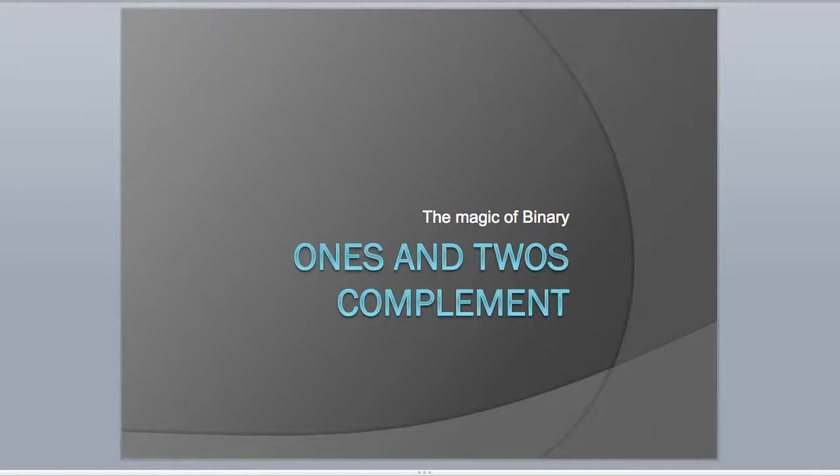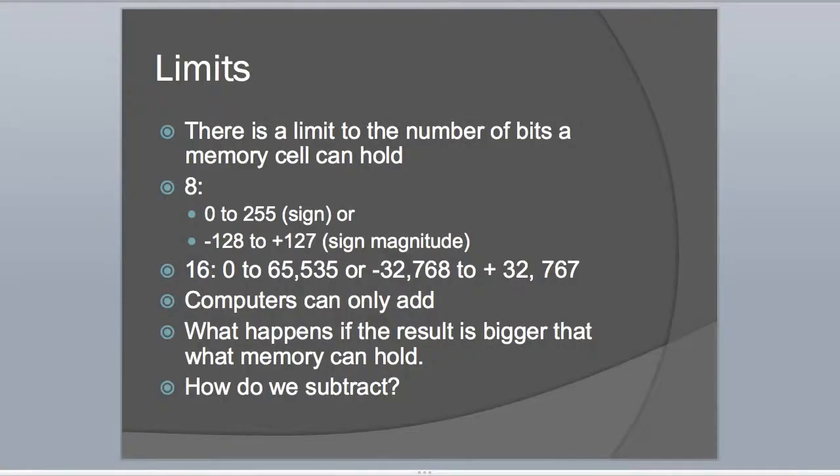Some people really like the method in the book, and some people really like this alternative method. So it doesn't really matter which one you use, because the bottom line is you're still going to end up with the same result. Use the one that's most comfortable to you. Okay, so let's first of all discuss the notion of the limits of binary.